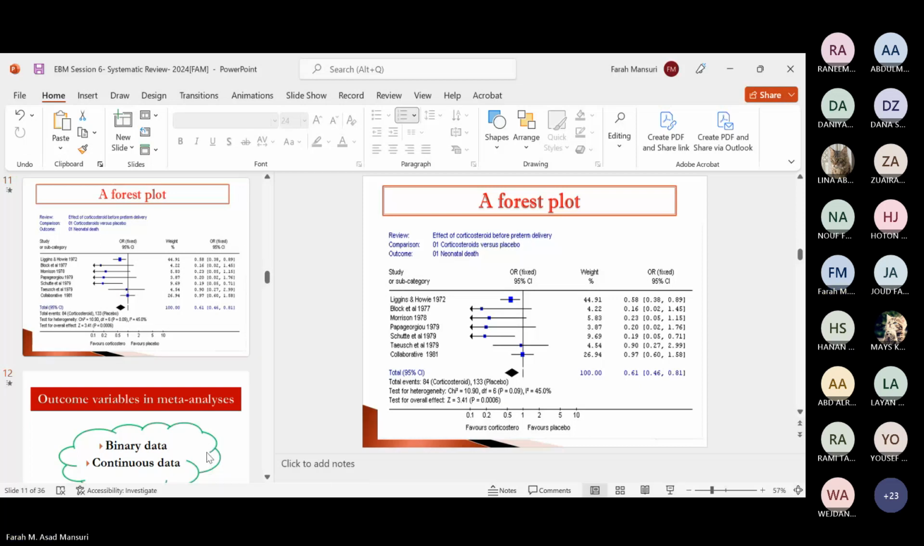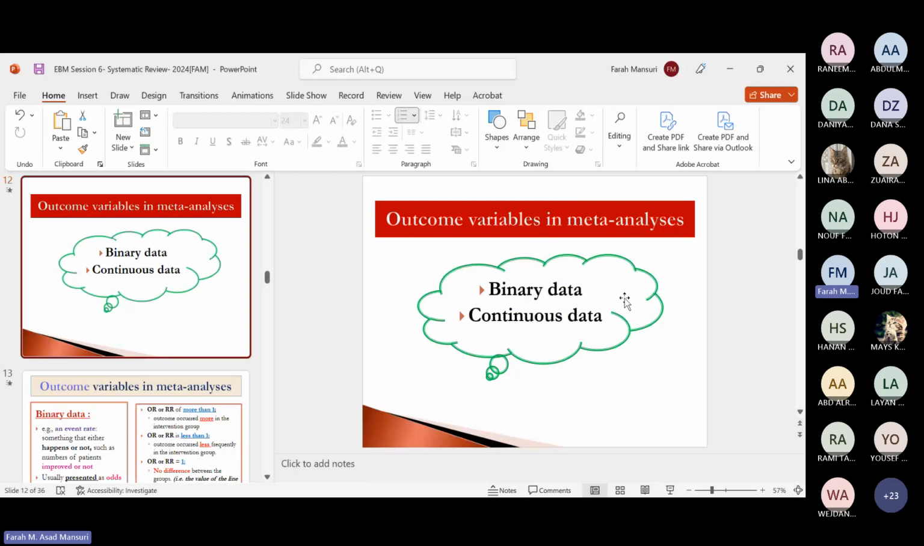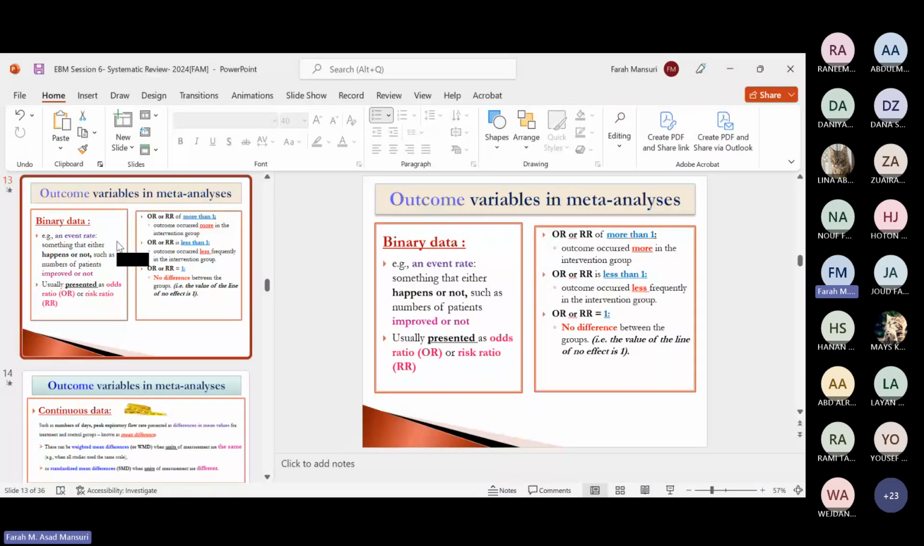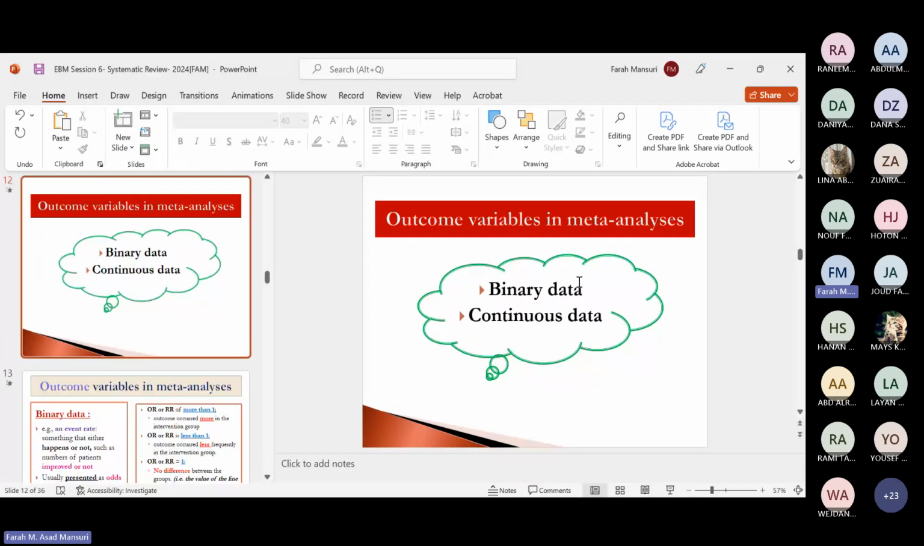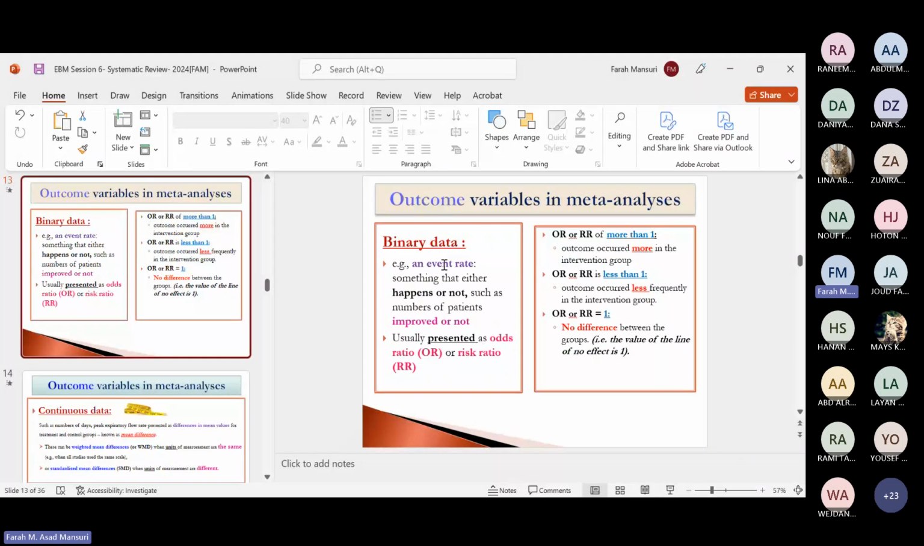And it is important to know that in the meta-analysis, the outcome variables can be your binary data or your continuous data. I hope you understand the difference well. Binary data is in the form of yes, no, present, absent, and continuous data is in the form of some quantity which can be broken into fractions. So binary data is usually an event rate. That means happening or not happening, improving or not, success or fail, regarding the treatment, and usually it is in the form of odds ratio or the risk ratio.